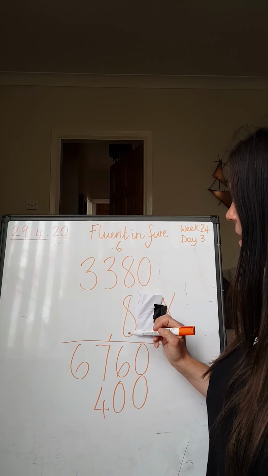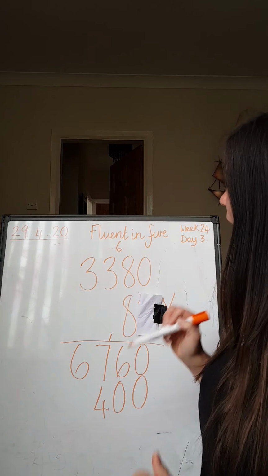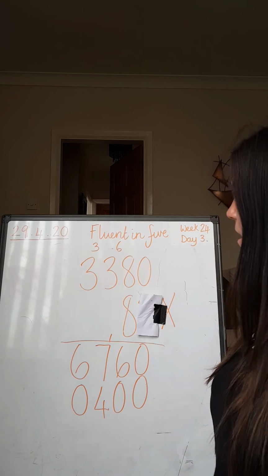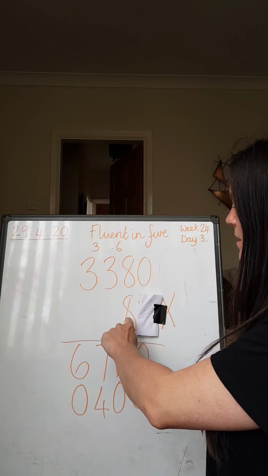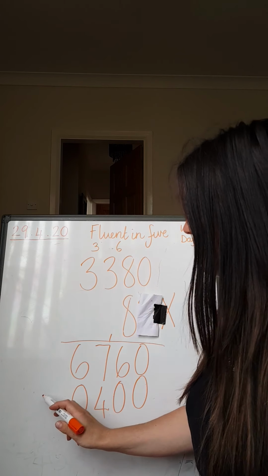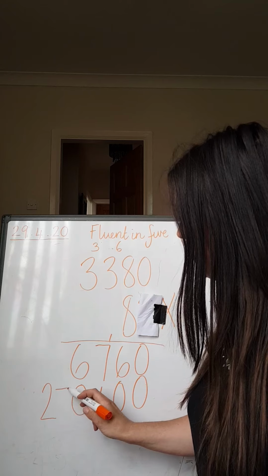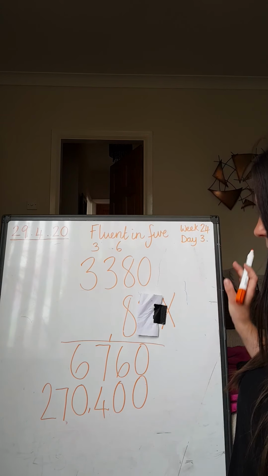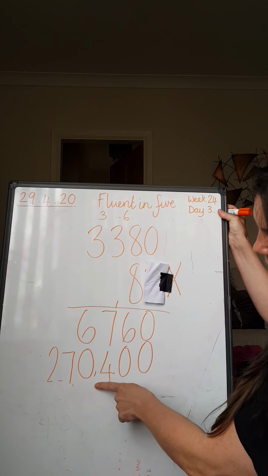3 times 8, 8, 16, 24. Add the 6 is 30. 0 in the box, 3 up in the sky. And 3 times 8 is again 24, 25, 26, 27. Adding in that 3, 27. No more maths to do. Start some new columns there. So for that line, I got 270,400.